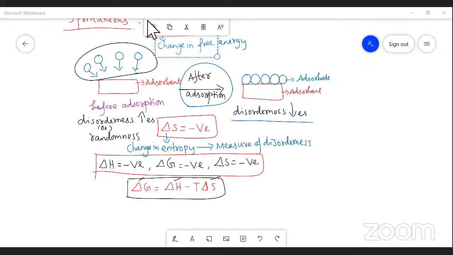Do you have any doubt in adsorption? Today I have explained only adsorption: what is adsorption, and two terms only, adsorbent and adsorbate. Any doubt in that? Say yes or no. No, ma'am. No doubt. Shall I ask a question? Can you answer me? Students, are you in the class?